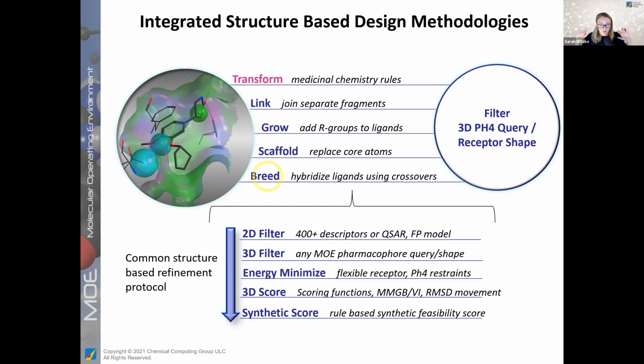Now, because they are all within the same framework, we have the same protocol to deal with them. That includes our 2D filters, so that's more than 400 descriptor filters, QSAR models, fingerprint models, if you have that as well. Pharmacophore filters in terms of 3D filtering, energy minimizations with a very flexible receptor, and 3D scoring, so for instance, our docking score or an RMSD movement of the score, and of course, our synthetic feasibility score as well.